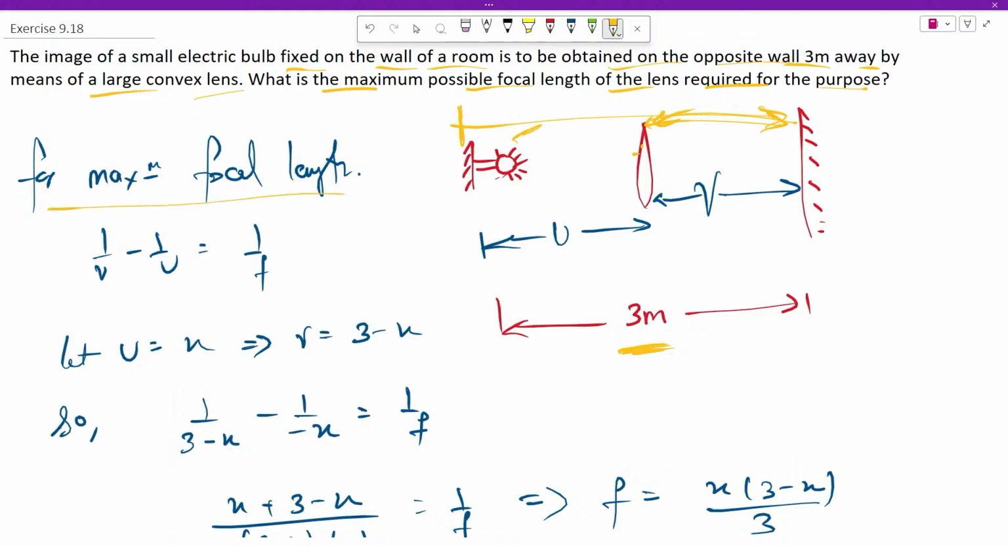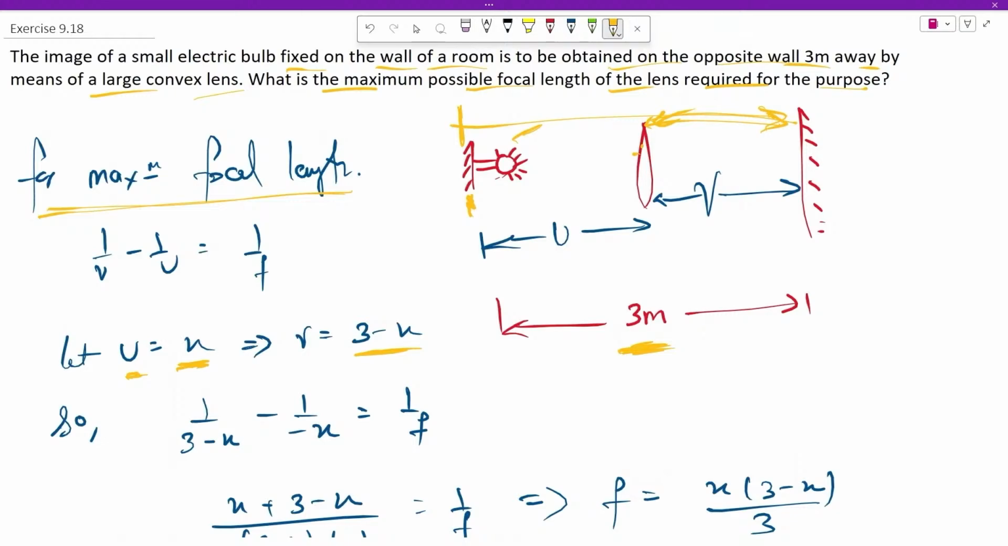So for maximum focal length, we will solve for f maximum. Now we have assumed u to be a variable x, that is, the distance of the object, or the wall that is carrying the bulb, from the lens: u equals x. Now obviously the image distance will be 3 minus x because the distance between those two walls is fixed.